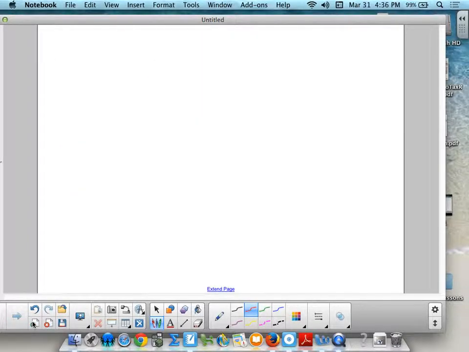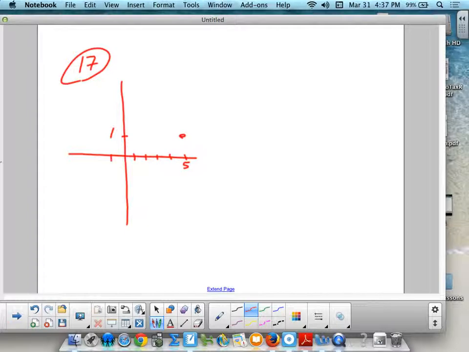Okay, number 17. 17 is what? Foci (5, 1) and (-1, 1). Oh, right here. Okay, so there it is. Next, length of the major axis is 8.